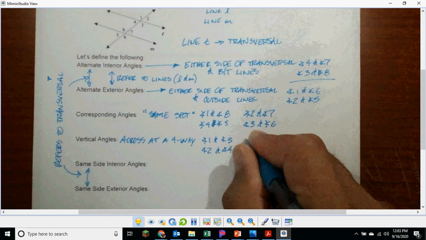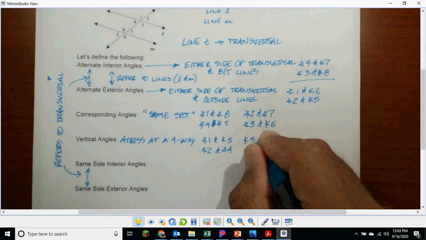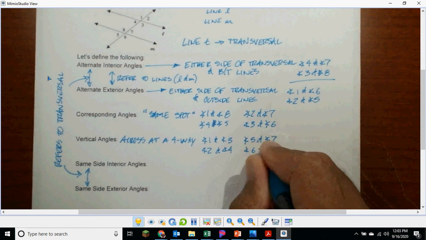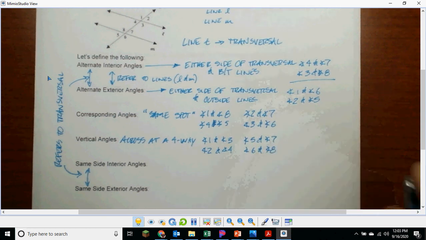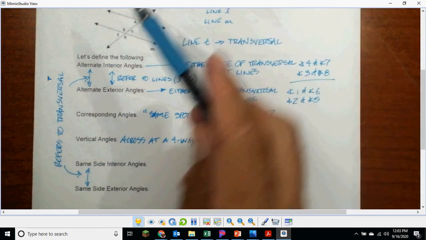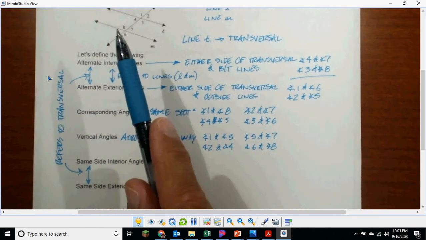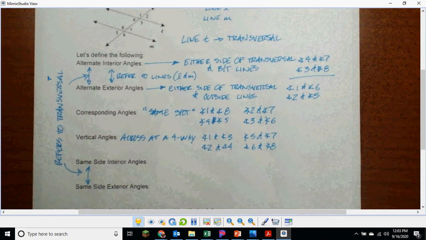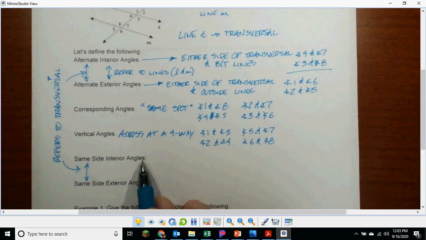If you wrote angle 5 and angle 7 and angle 6 and angle 8, then you are correct. So 6 and 8 are across from each other. 5 and 7 are across from each other. Doesn't matter if they seem to be horizontal or vertical. This is a different type of vertical. Okay. Same side interior.